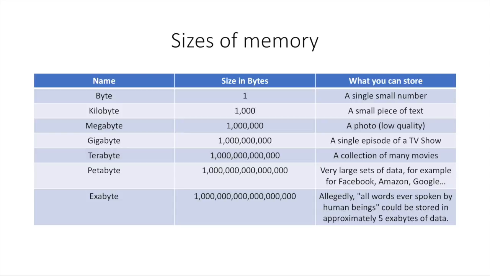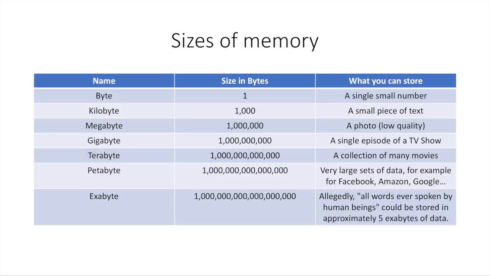And giga means billion in this case. So a single episode of a TV show usually fits in a gigabyte. Maybe even a whole movie if it's not very high quality. Now a terabyte, this is usually the unit that you look at when you're buying hard drives these days. And a terabyte, tera means 1,000, like 1,000 gigabytes.